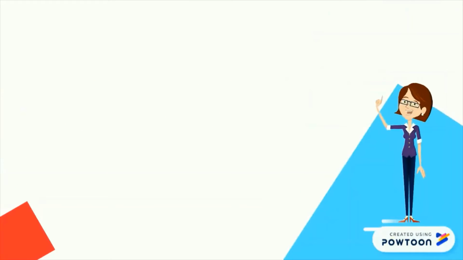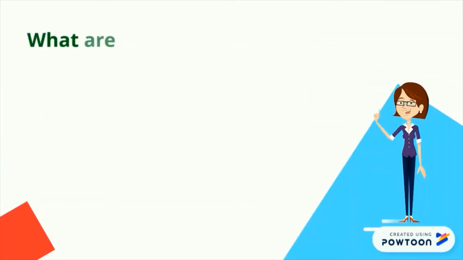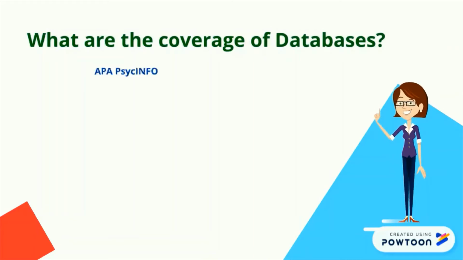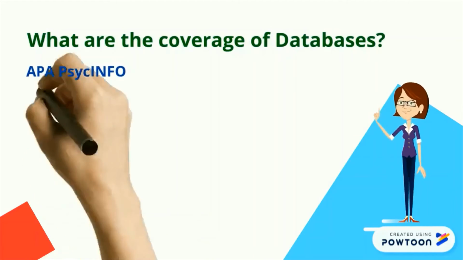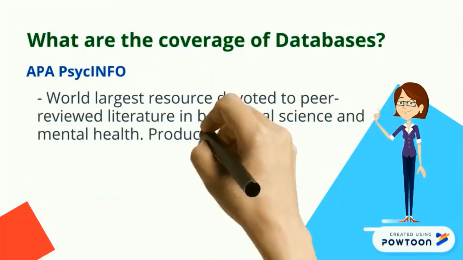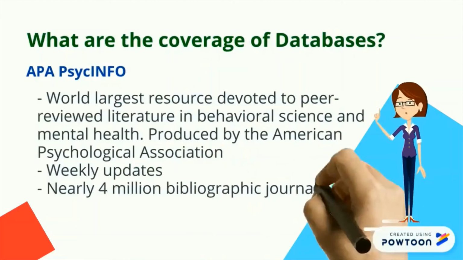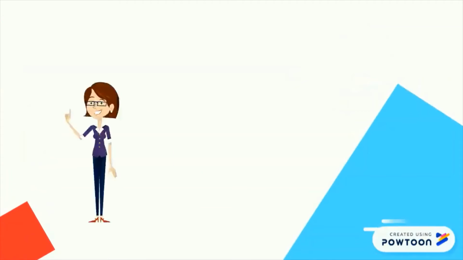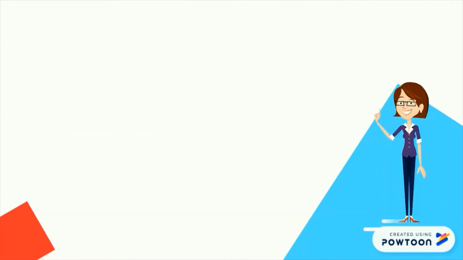Another electronic database is APA PsycInfo, the world's largest resource devoted to peer-reviewed literature in behavioral science and mental health, produced by the American Psychological Association. It has weekly updates, nearly 4 million bibliographic records, indexing of more than 2,500 journals, and extensive coverage from the 1980s, published in 29 languages.